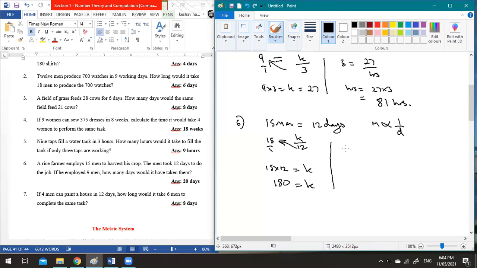So for 9 men, 180 divided by the days. So 9 over 1, cross multiply. So 180 divided by 9. They will take 20 days to do the same job.